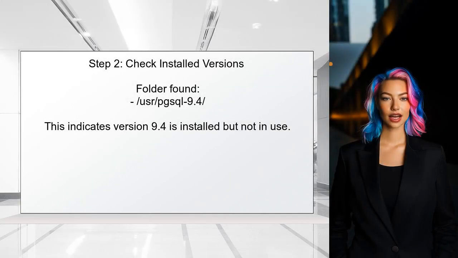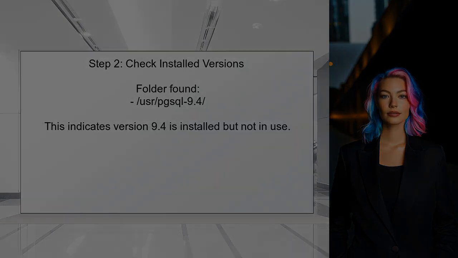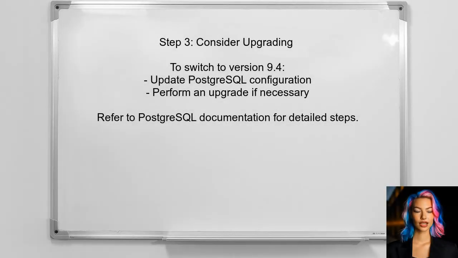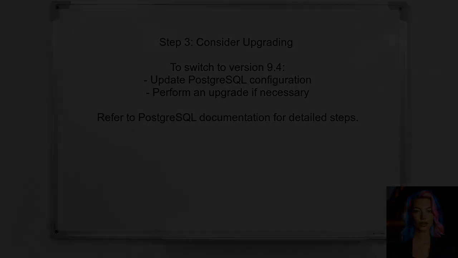Next, the user should note that the presence of the folder PostgreSQL 9.4 in the /usr/ directory suggests that version 9.4 is also available on the system. However, it is not the version currently being used by the database. To switch to the newer version, the user may need to update their PostgreSQL configuration or perform an upgrade. This process can vary based on the specific setup and requirements.